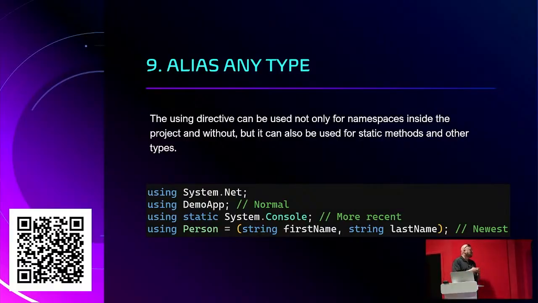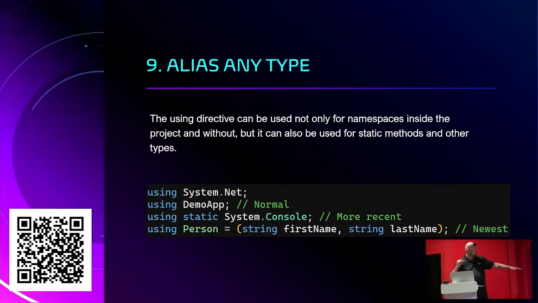All right, number 9, alias any type. So aliases have gone a little out there. We always have had using directives, so using System.Net and demo API. These are normal. But then in .NET, I believe it was 6 maybe, we got the ability to add a using static. So we have a lot of Console.WriteLine, Console.ReadLine in a console application. We could say using static System.Console, and now we can just put in our code WriteLine and ReadLine because we have that using static.